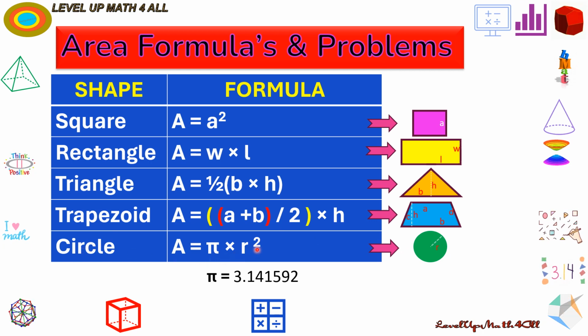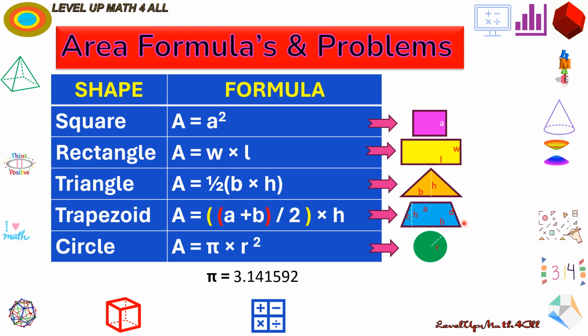For the circle, it is pi r squared. We all know what pi means. If you don't know, pi is a constant and its value is 3.141592. You just need to remember 3.14, that's it. But if you remember 3.141592, that's really good. The area of a circle is pi times r squared. What do we mean by r here? R is the radius of the circle. The radius of a circle starts from the center and connects to any point on the edge of the circle. That is called the radius.